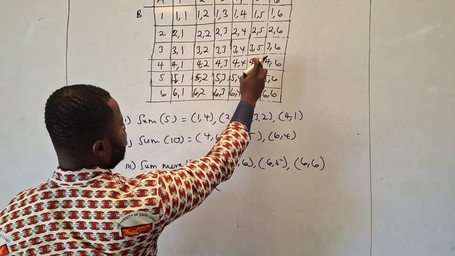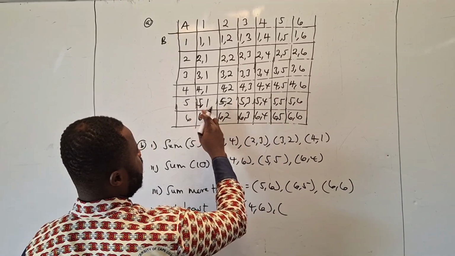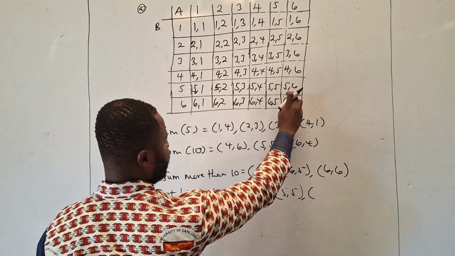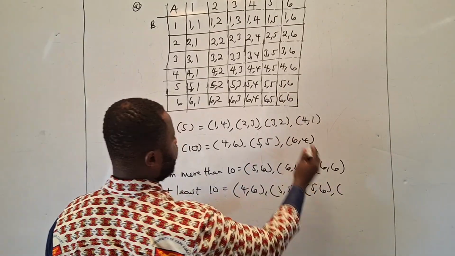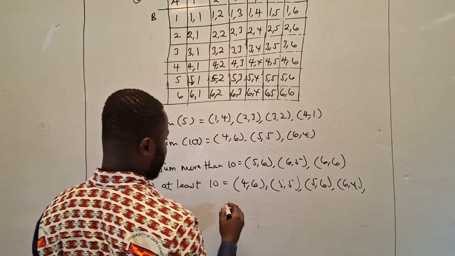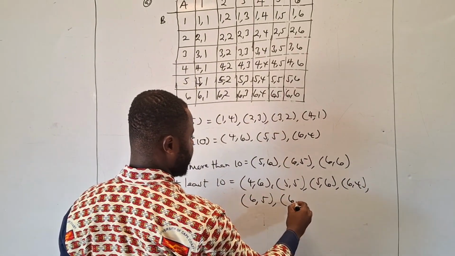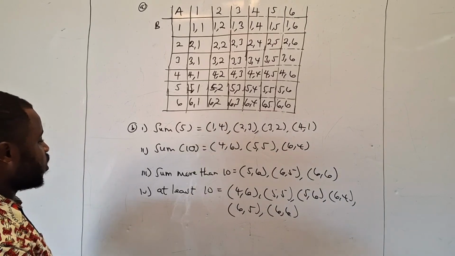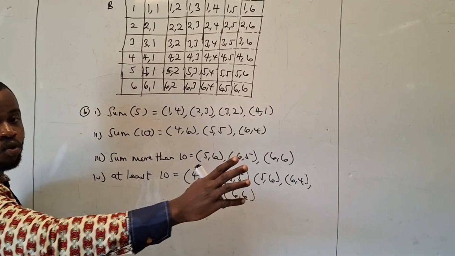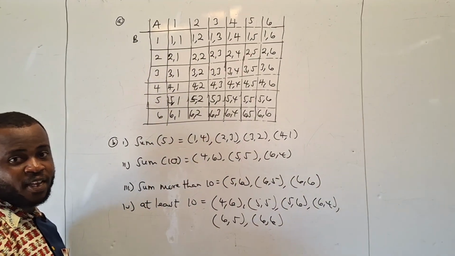Now when it comes here, we don't have any here. We can have 4, 6, which is 10, so it qualifies. Now when we come here, we have 5, 5, 10, which also qualifies. Then we have 5, 6, 11, which also qualifies. Then we have 6, 4, which also qualifies. Then we have 6, 5, 11, which also qualifies. Then we have 6, 6, which also qualifies. So this is the sum that is at least 10. At least 10 means the least should be 10, from 10 going up. So this is how we list when 2 fair dice are thrown.